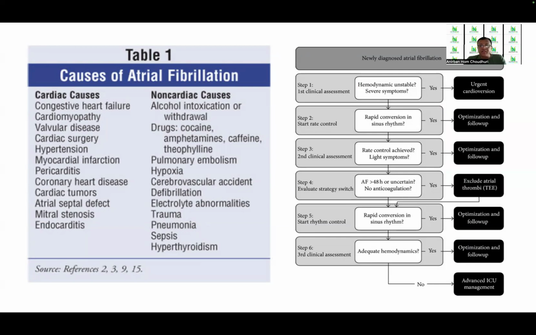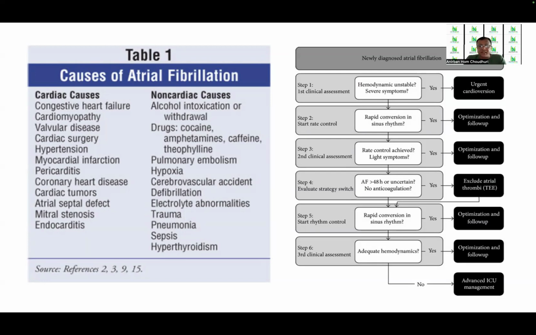So whenever there is a newly diagnosed atrial fibrillation encountered in the ICU, there are certain steps of clinical assessment. In the first step, we have to assess the hemodynamic stability, and if the patient is unstable, there may be a need for urgent cardioversion. In step 2, we have to go for rapid rate control and rapid conversion to sinus rhythm. Once it occurs, we have to optimize and follow up.